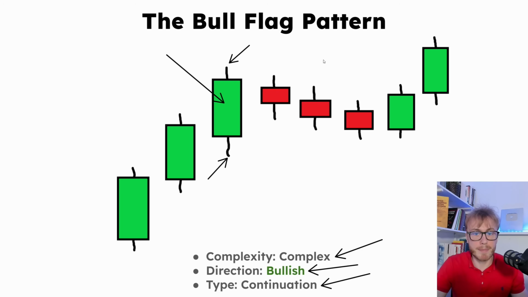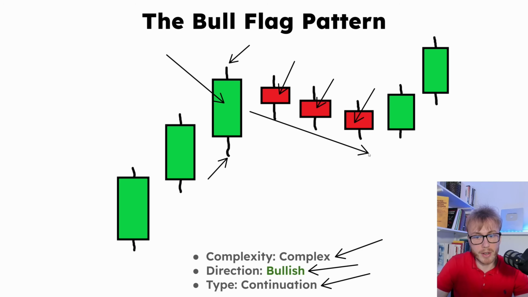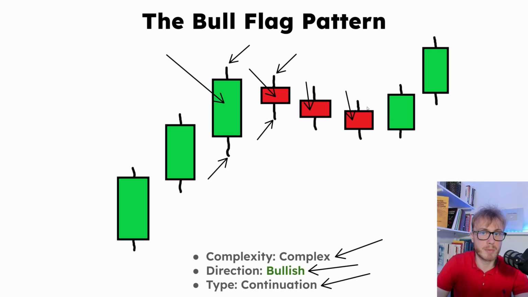The next part of the pattern is that we want to see multiple small candles that go in the opposite direction. So for the bull flag, we want to see multiple red candles preferably, but it can also be a mix here between red and green candles. The most important part is that the overall direction of these small candles should be either down or it can almost go sideways as well. These candles can have both upper and lower wicks, but the important part here is that we want the candles to have relatively small real bodies.